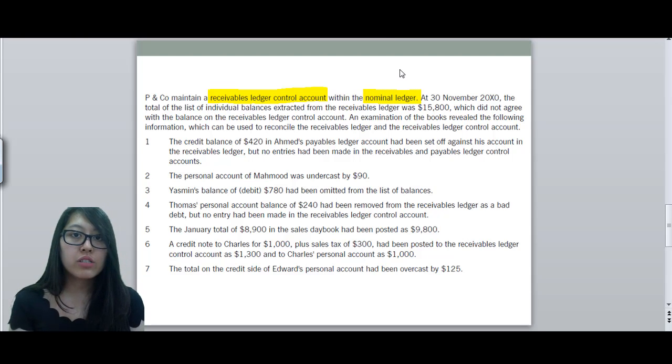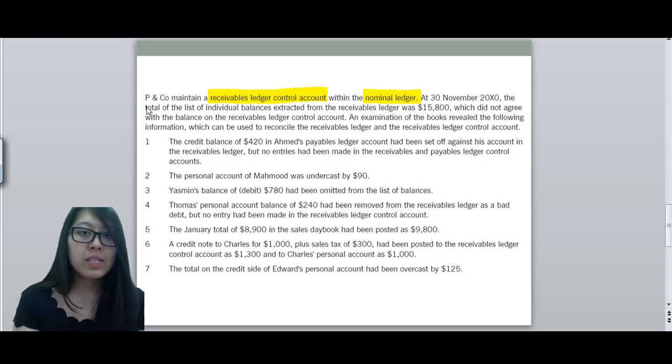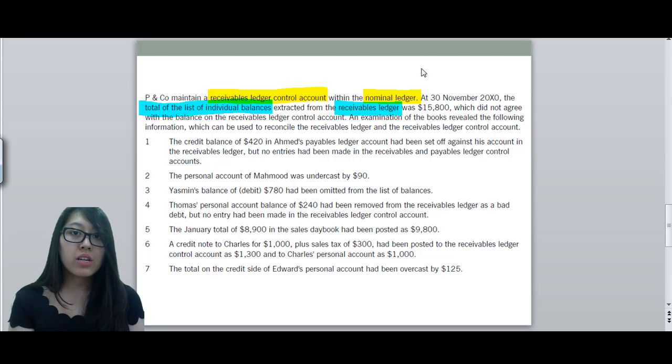Nominal ledger and general ledger are the same thing, just different names. So this is correct, and the control account is maintained within the general ledger. Now what it means by this part, where it says the total of the list of individual balances extracted from the receivables ledger, is simply telling us the other ledger part.